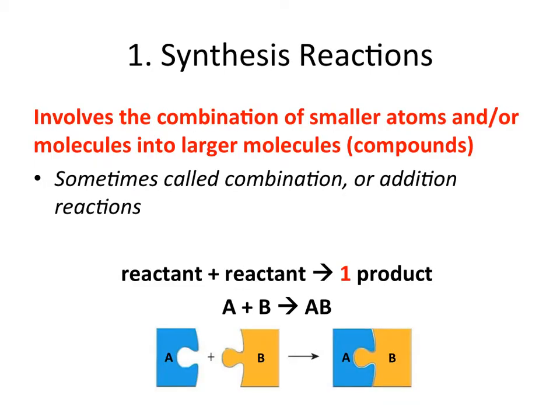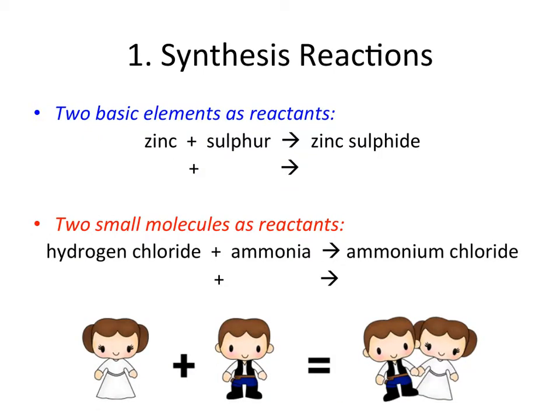So the first type of reaction is synthesis reaction, and it's a combination of atoms or smaller molecules that form a larger molecule. So in this case, we have one reactant plus another reactant, in this case A and B, and we create one compound AB. So if we look at this, here's some examples. We have zinc and sulfur to form zinc sulfide. Well, zinc is Zn, sulfur is S.